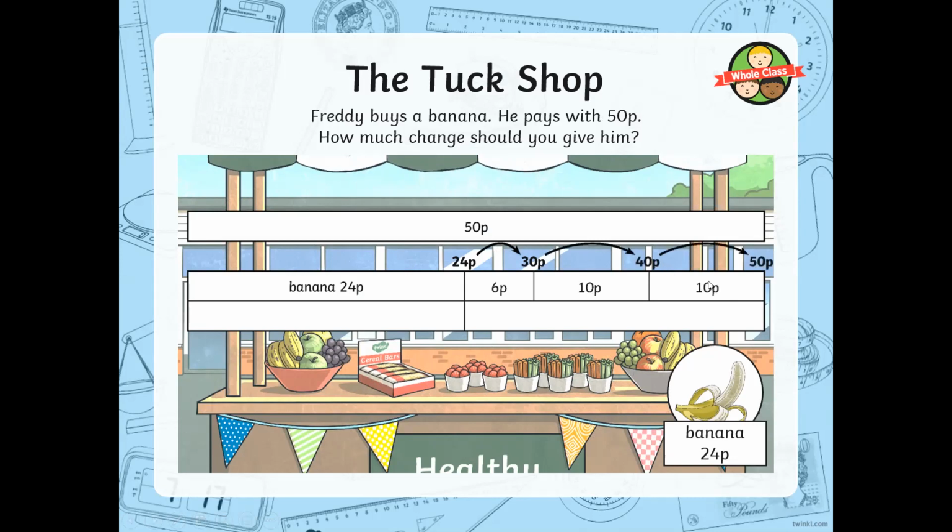So we can add up these. 10 and 10 make 20 and 6 make 26. So you can see 24p and 26p make 50p. So our change is 26p.